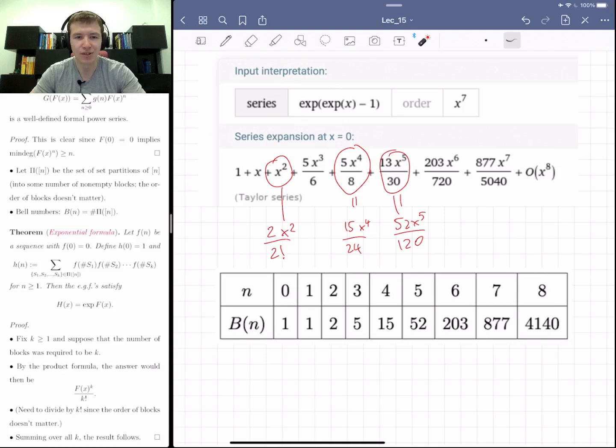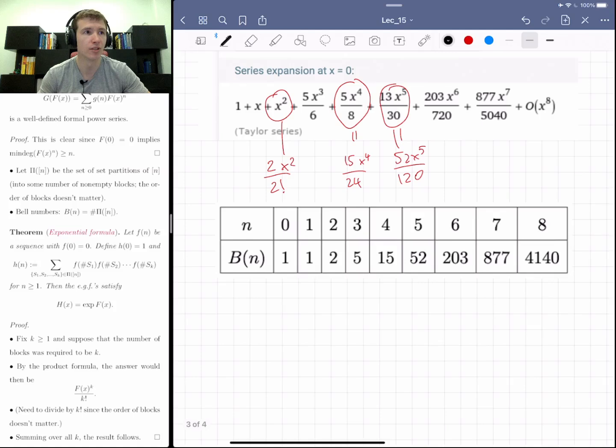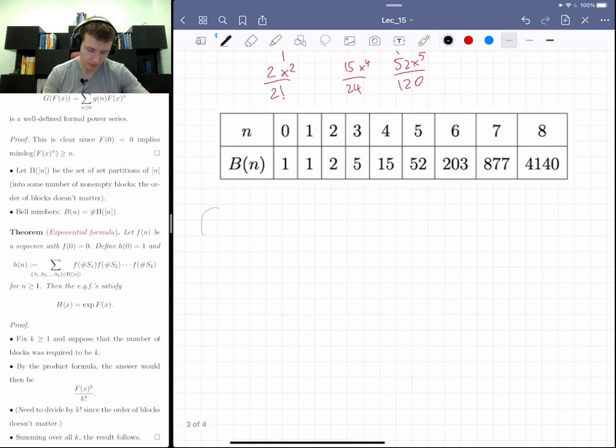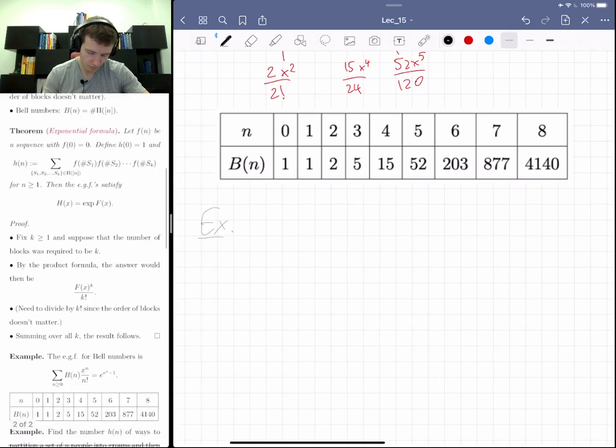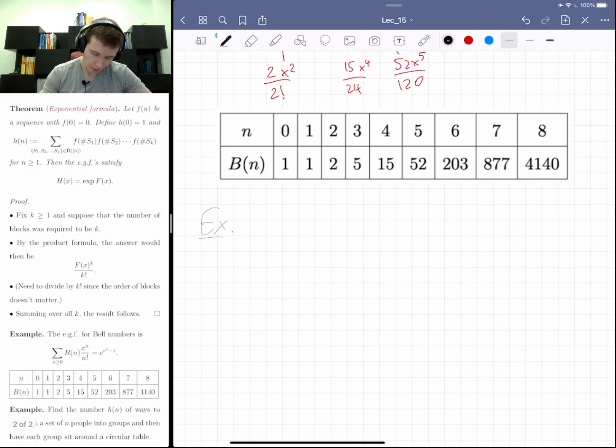Anyways, let me try to compute some other stuff, because, as I said, the exponential formula is useful. Let me give you one more example. It's related to something we did in one of the early lectures, where we were counting in how many ways you can sit a bunch of people around a circular table. So here's the question.